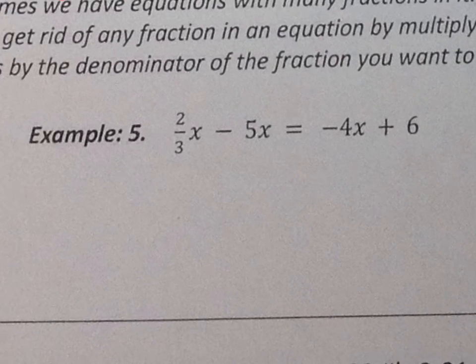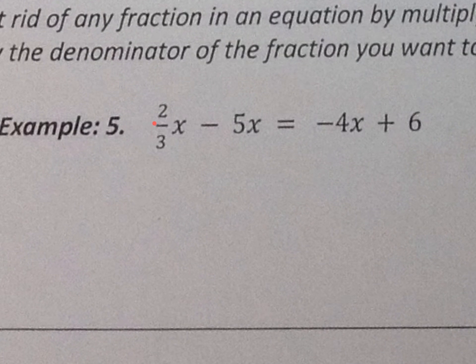Let me zoom in a bit. So you could get rid of the 2/3 by multiplying by 3, multiplying everything by 3. What that does, it'll cancel it out.